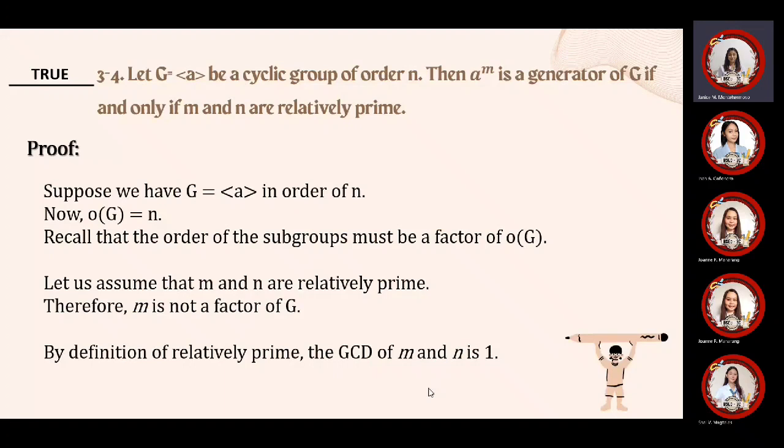Suppose we have G equals the set of A in order of n. So now, order of G is equal to n. And recall that the order of the subgroups must be a factor of order of G. So let us assume that m and n are relatively prime. Therefore, m is not a factor of G. And by definition of relatively prime, the GCD of m and n is 1.